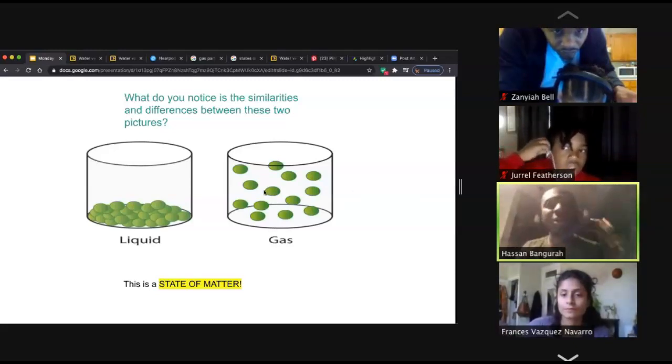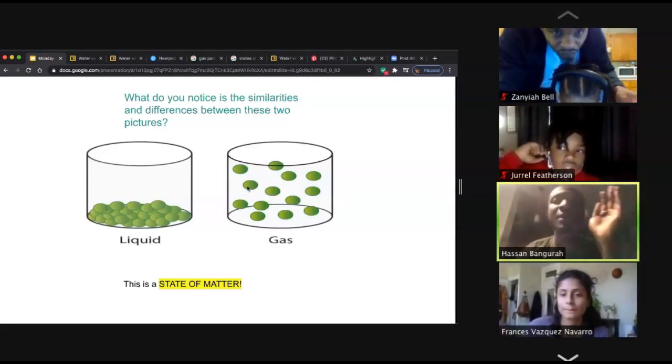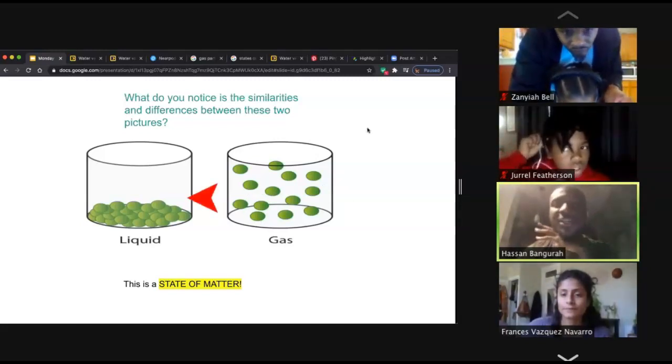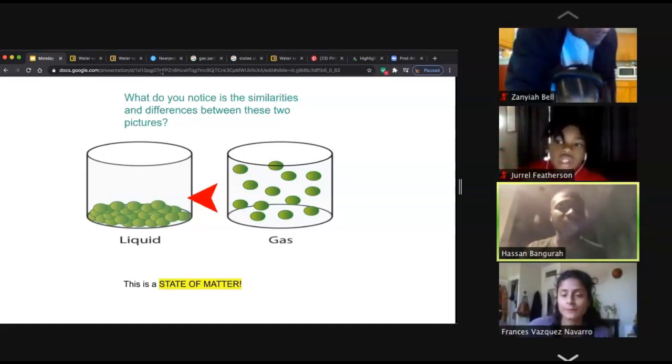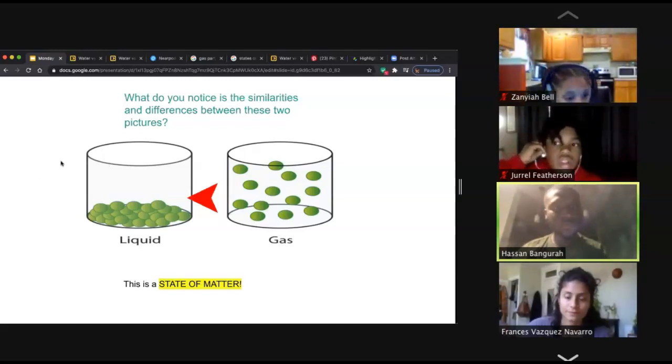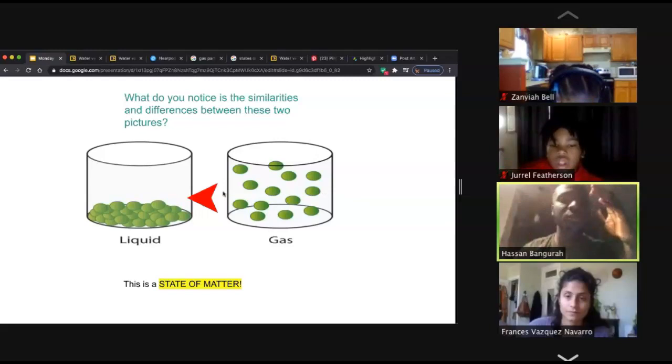And what's happening with condensation is it's turning from a gas to a liquid. It's capturing the moisture in the air and it's turning into water droplets. So in your notes, you should be able to capture that condensation is when it turns from a gas to a liquid.